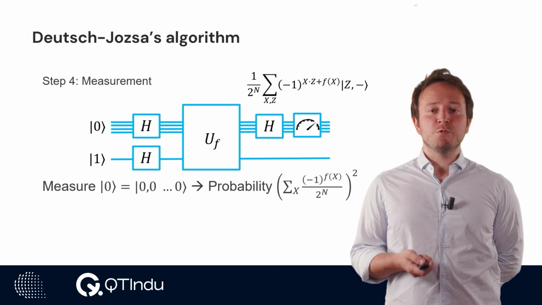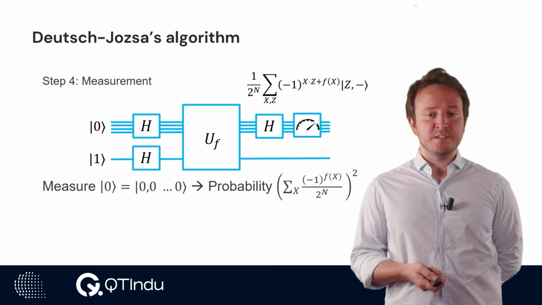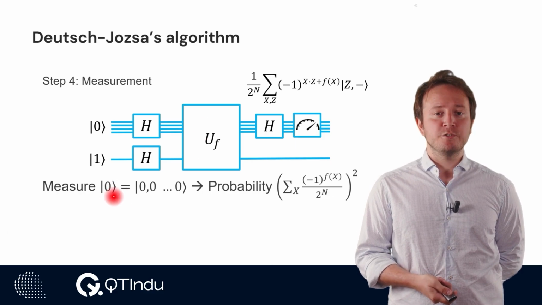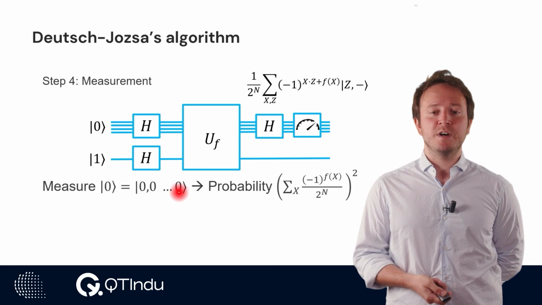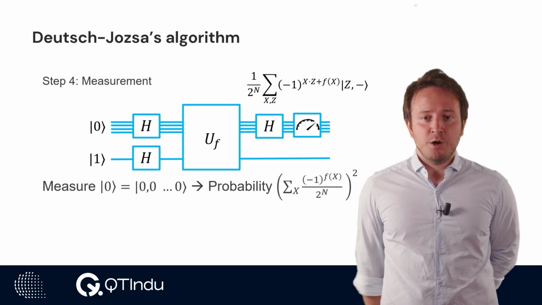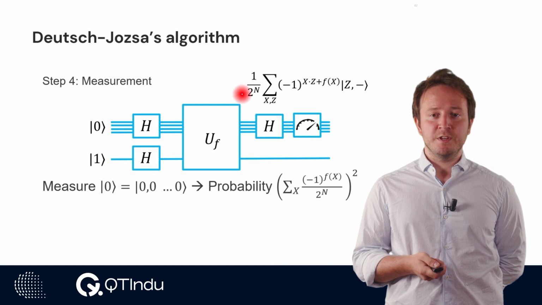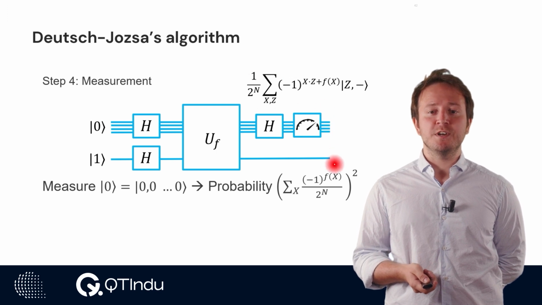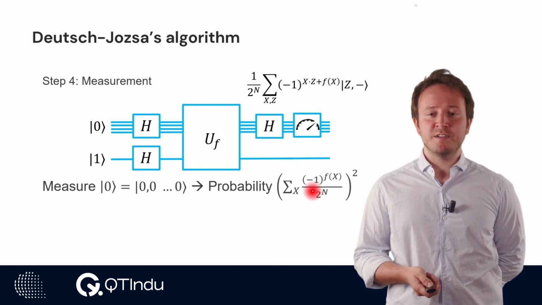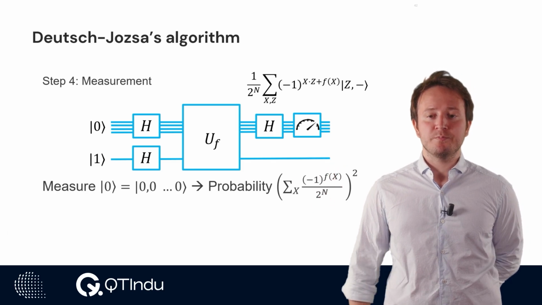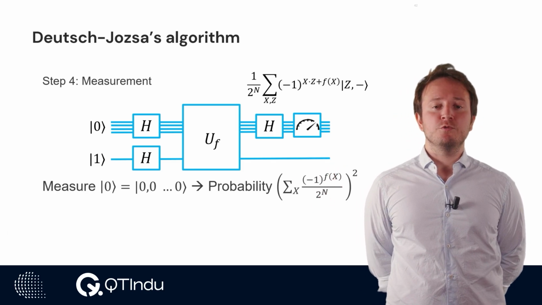In particular, what we are interested in is the probability of measuring the state 0. And by the state 0 here, we mean the decimal state 0, so when all the qubits are in state 0. Now we see directly from this formula that the probability of reading off the state 0 from the qubit register is given by the sum of -1 to the power f of x over 2^n, all to the power of 2.